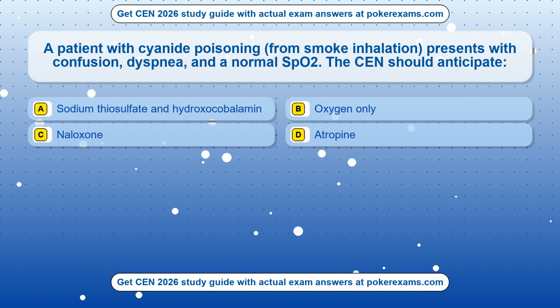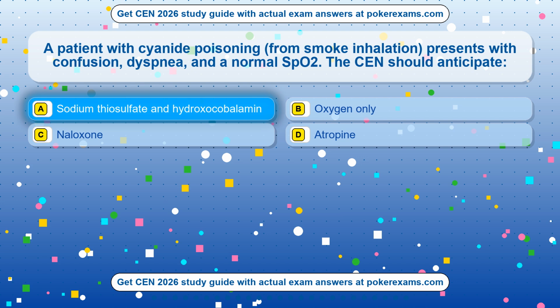Question 17. A patient with cyanide poisoning, from smoke inhalation, presents with confusion, dyspnea, and a normal SpO2. The CEN should anticipate. Option A, sodium thiosulfate and hydroxycobalamin. Option B, oxygen only. Option C, naloxone. Option D, atropine. The correct answer is option A.